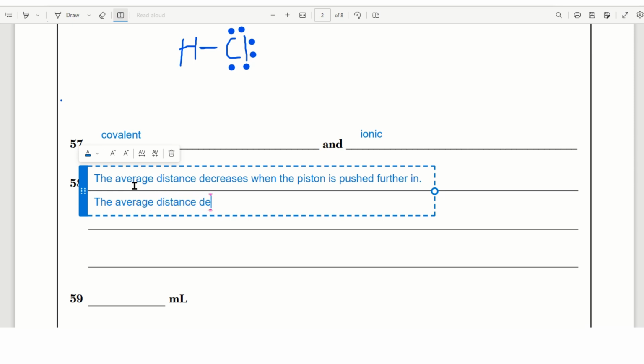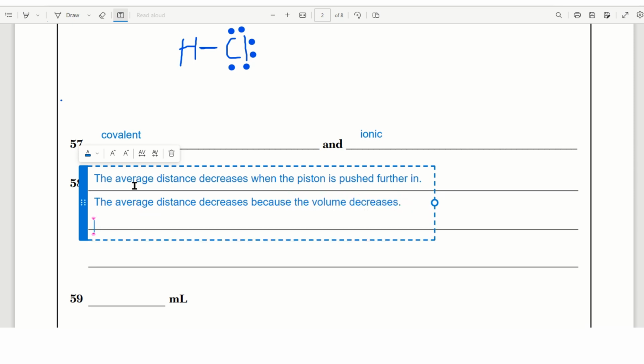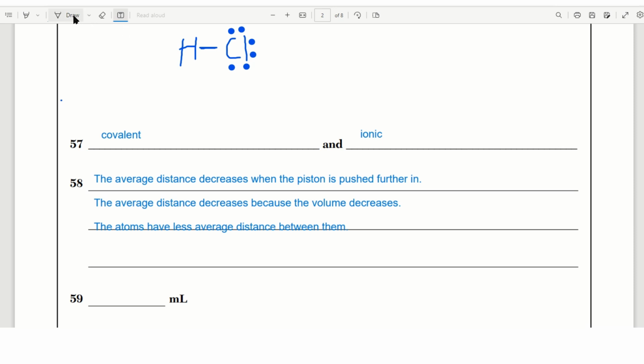Another answer you could write, because the volume decreases. You could say the atoms have less average distance between them. Okay, any one of those. Again, just to keep saying it, one or this one or this one, not all of them.